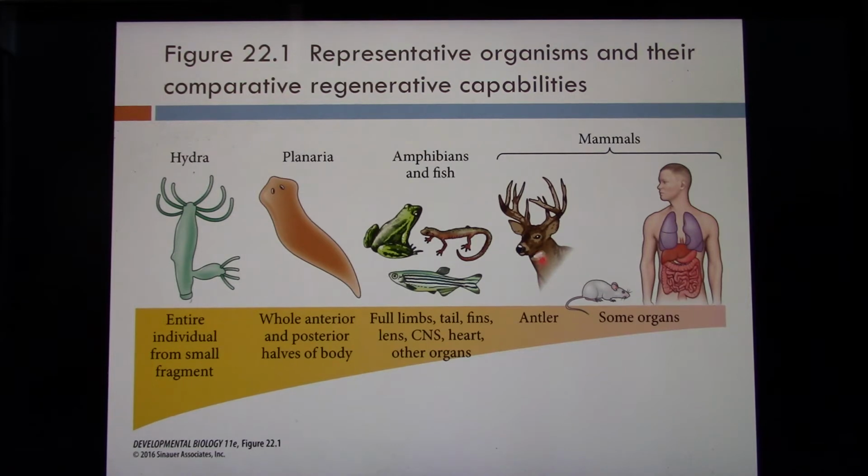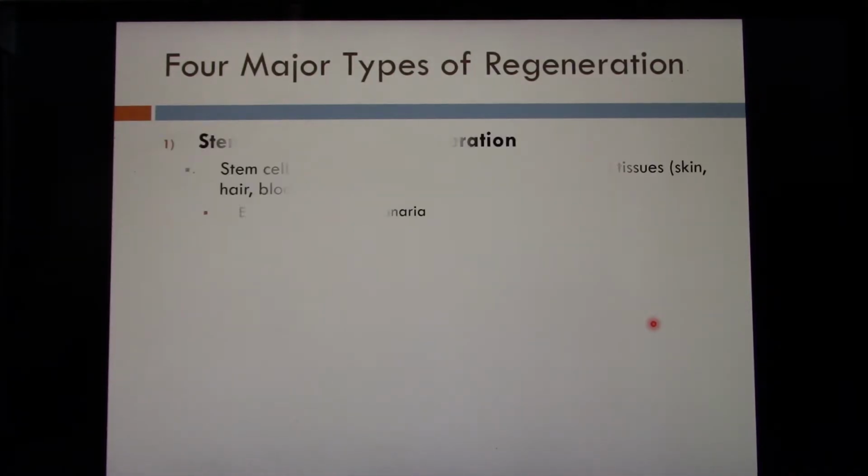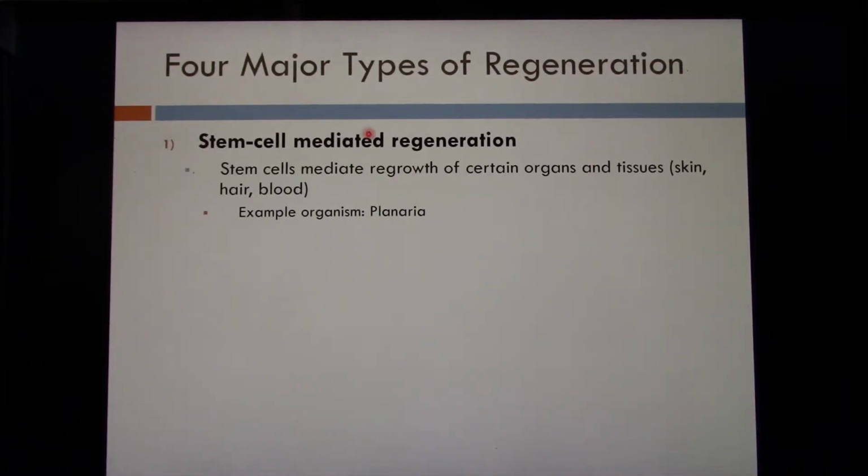Deer can regenerate their antlers, and mice and men can regenerate some organs. There are 4 major types of regeneration. The first is called stem cell mediated regeneration. Stem cells mediate regrowth of certain organs and tissues, including skin, hair, and blood. An example organism that we're going to look at is planaria.